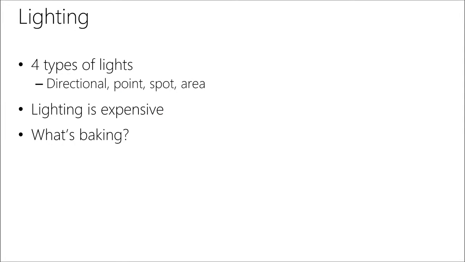This all kind of leads in together here. In Unity, we have and have had four different types of light. So directional, which is like a sun and sky, point, spotlight, and then area light.